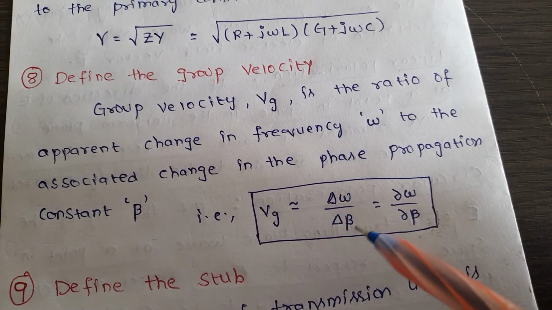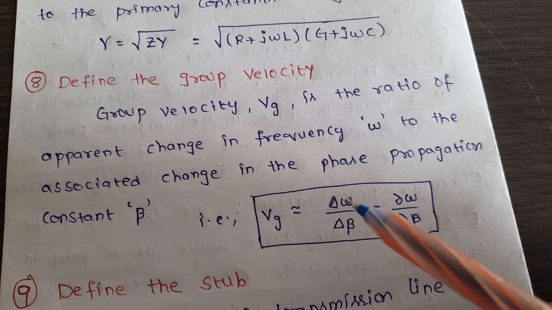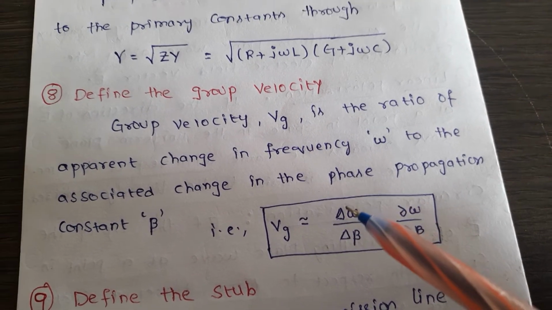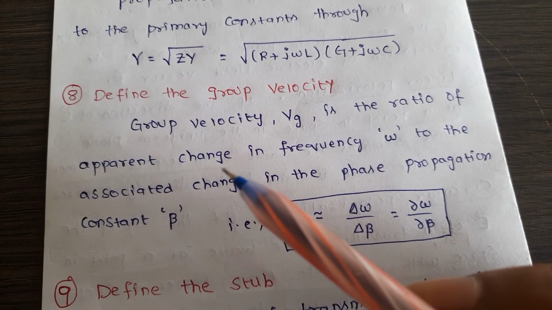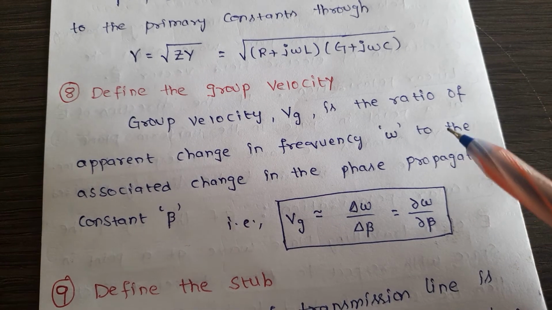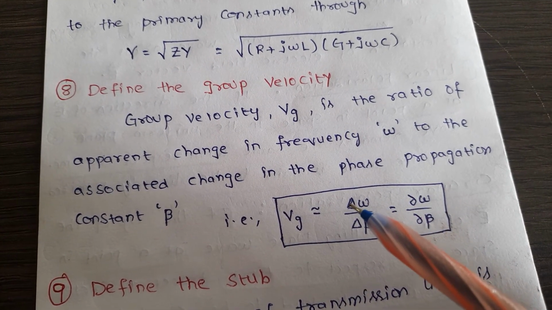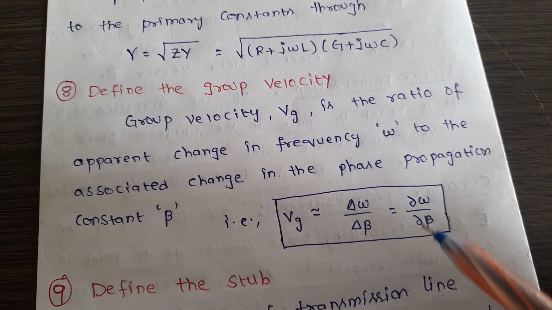First of all, observe this mathematical expression. The group velocity is defined as the ratio of change in frequency with respect to the change in phase. Group velocity Vg is the ratio of the apparent change in frequency omega to the associated change in the phase propagation constant beta. The del can be written as partial differentiation, which represents change.